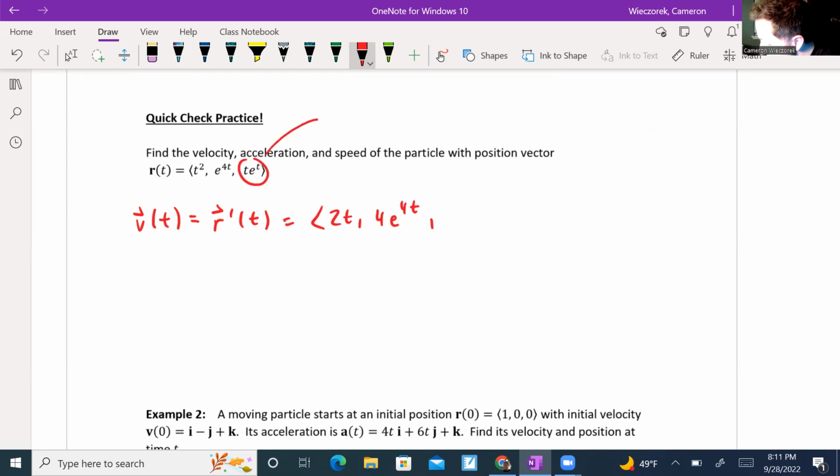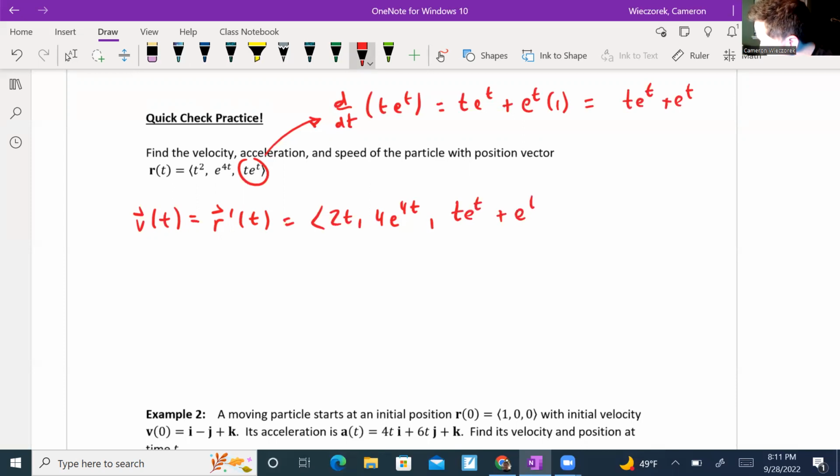This one requires a little bit of product rule, so I'm going to do that off to the side. d/dt of te to the t. First times derivative of second would be te to the t, plus second times derivative of first would be e to the t times 1. So te to the t plus e to the t. So there's my velocity vector.